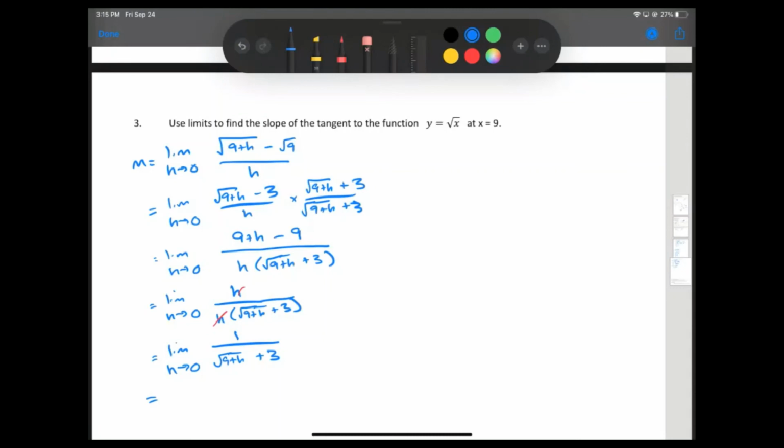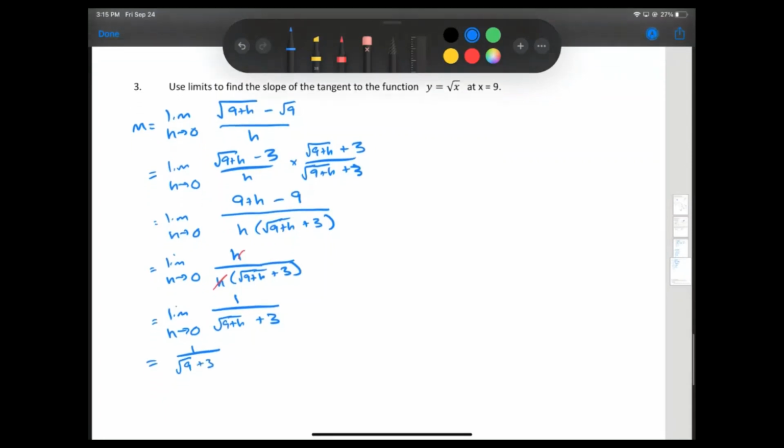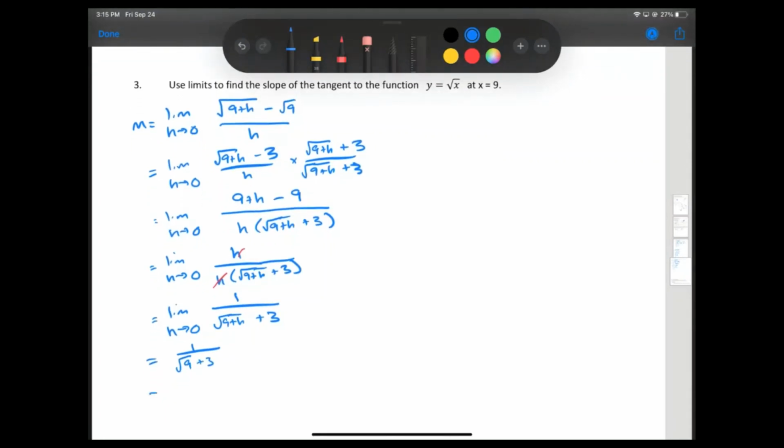That just becomes 1 over root 9 plus 3, which is 1 over 6. So the slope of root x at x equals 9 is just 1 over 6.